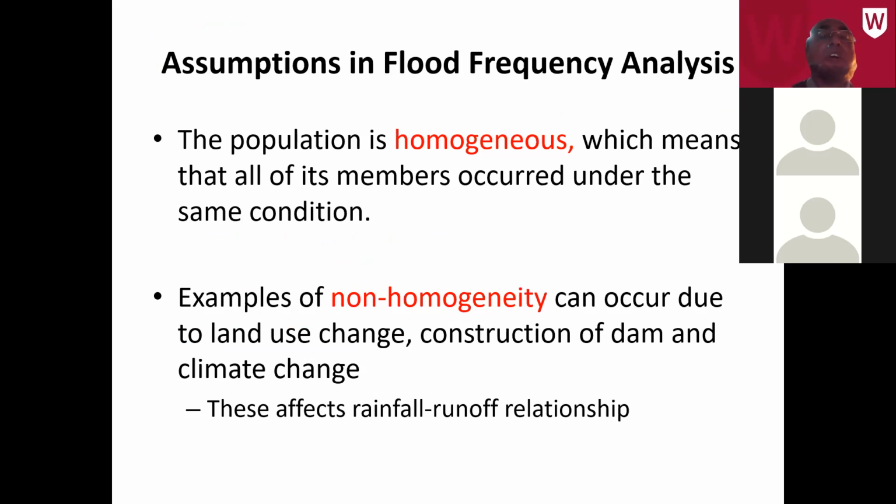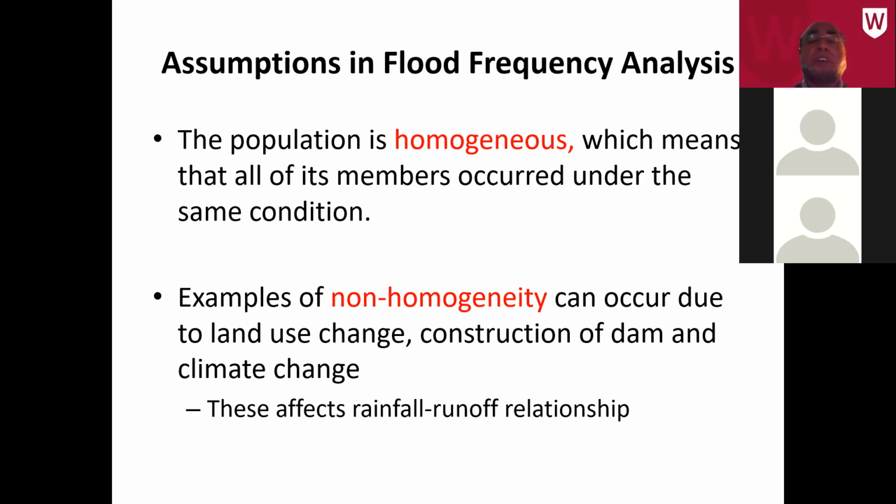Okay, so I was talking about the assumption in flood frequency analysis. The population is homogeneous. That means that all the data points have occurred under the same condition. So for example, I have a river which has a catchment that is forested. And I have, say, 80 years of data there when the catchment was forested. And then there had been a lot of development in this catchment, like agricultural practice. There have been some cotton farm, or there have been some new township there.